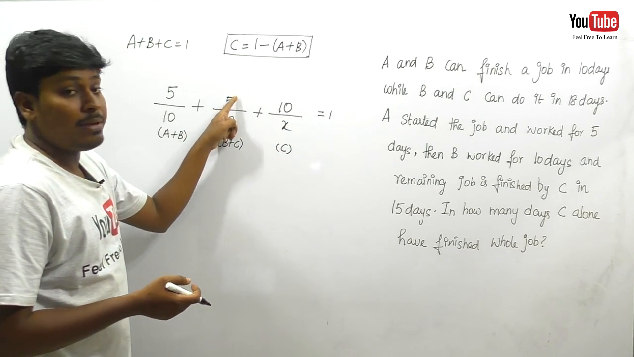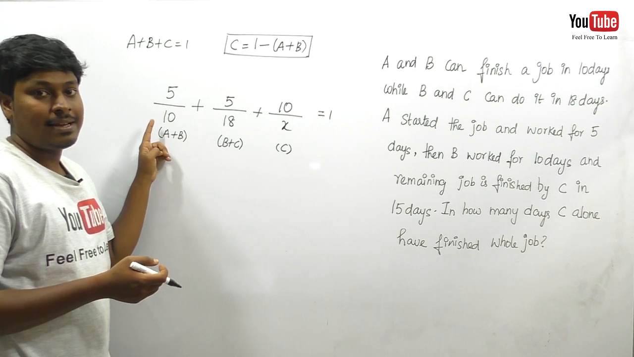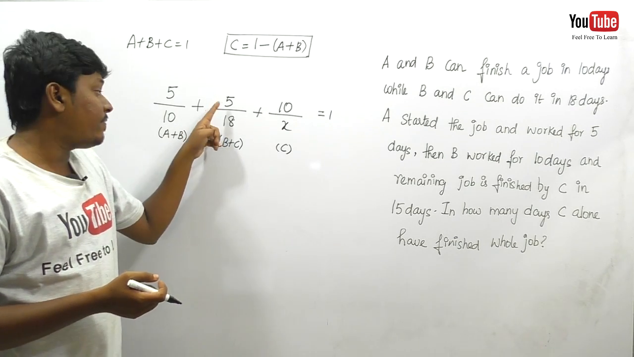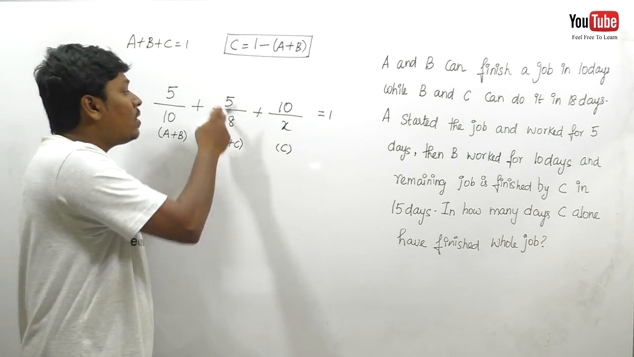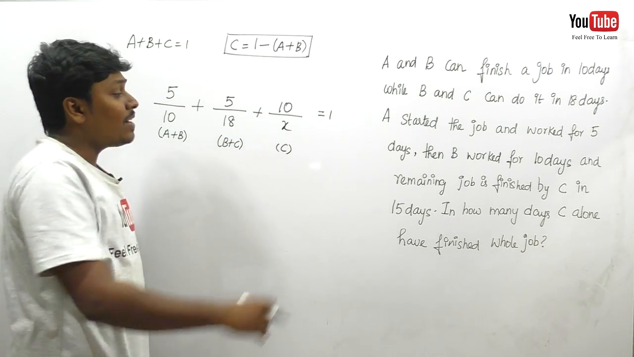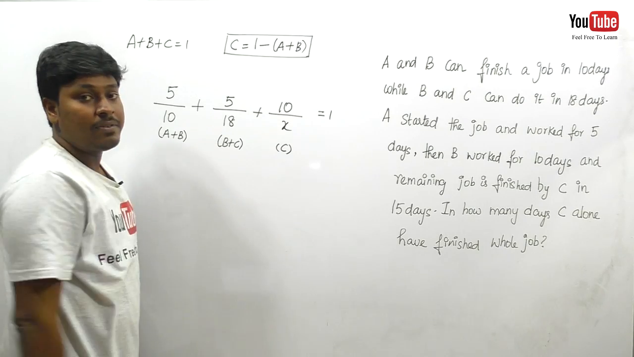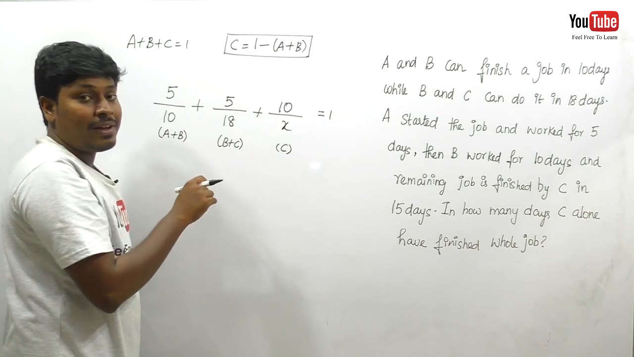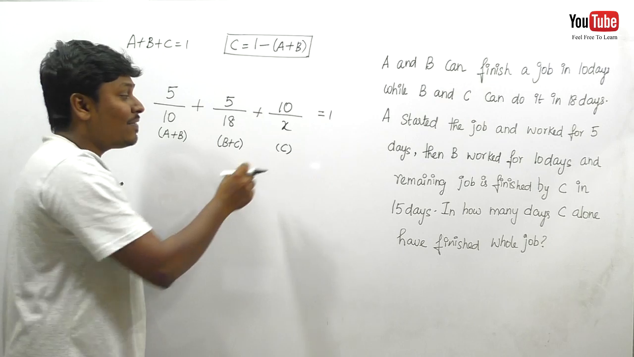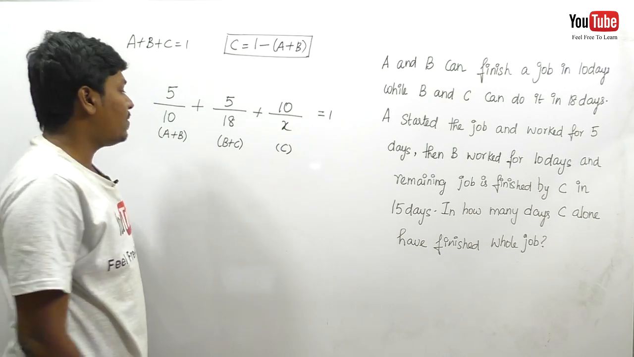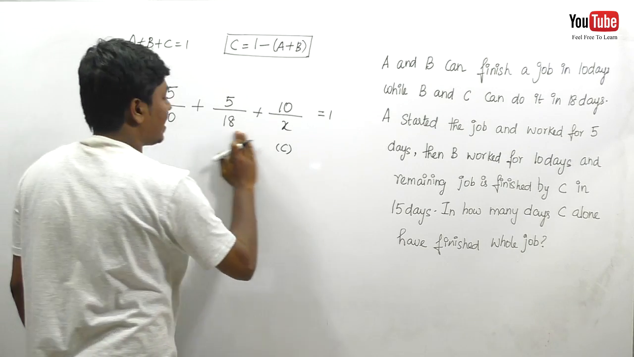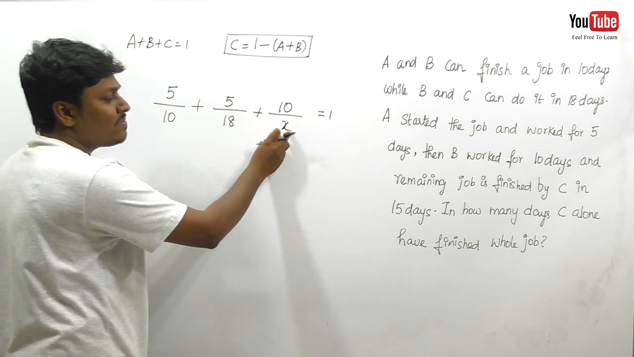Don't put 10 here. Why? Because already B is working for 5 days here. So I need to put only 5. If I put 5 here, this assumes that B is working for 5 days and C is also working for 5 days. So after that they have said that C is working for 15 days. Here C is working for 5 days, so only 10 days remaining. Our target is to find C alone, so equal to 1 job. So if you write this equation correctly, friends, you can crack all the questions. So our target is to find only C.